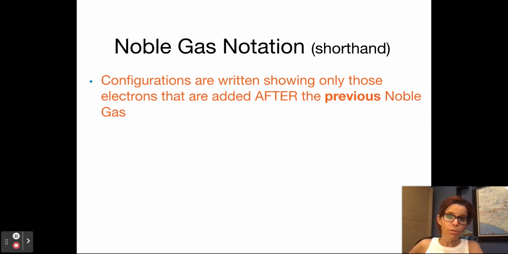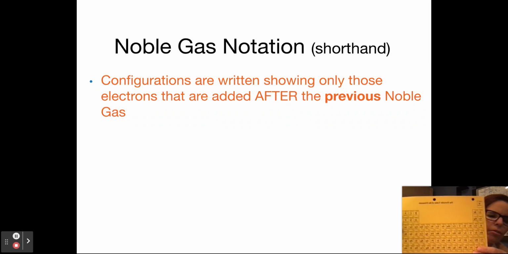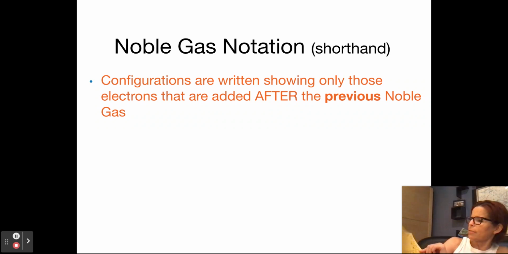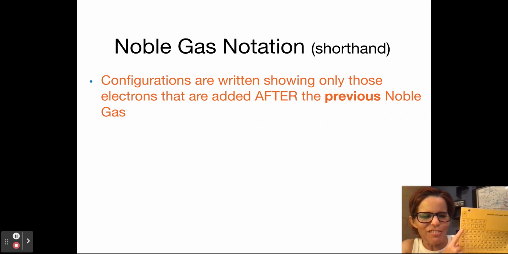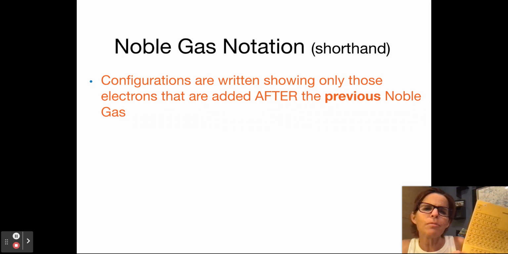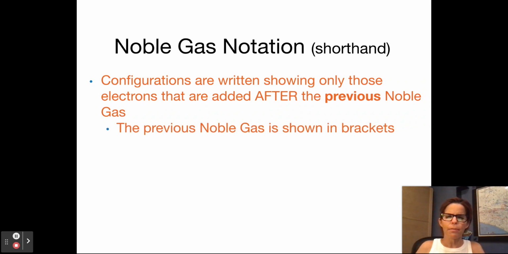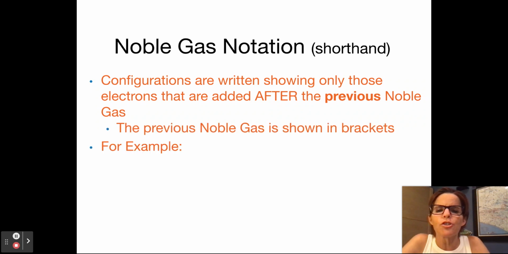Let's review really quickly what your noble gases are. On your periodic table, the noble gases are the ones on the very far side. I'm backwards here. They're on the very far side of your periodic table. Those are the noble gases. So anything that's added after the most recent noble gas, you're going to write down. Let's take a look at some examples. The previous noble gas is shown in brackets.